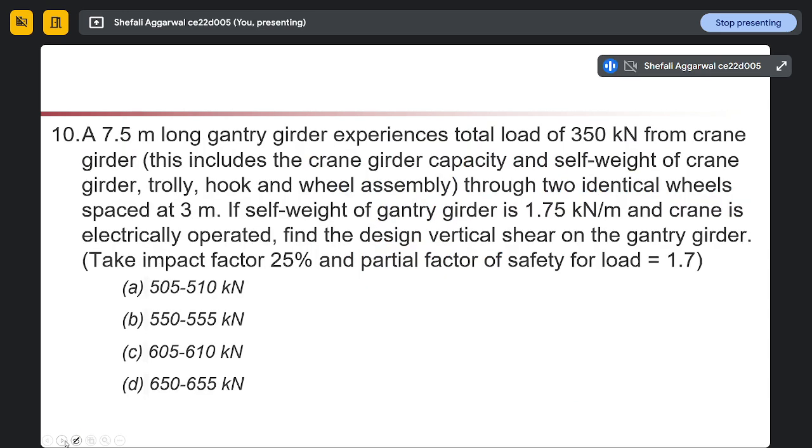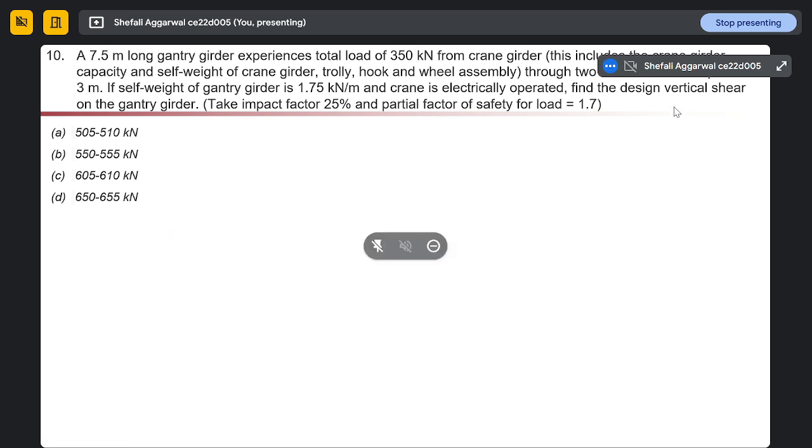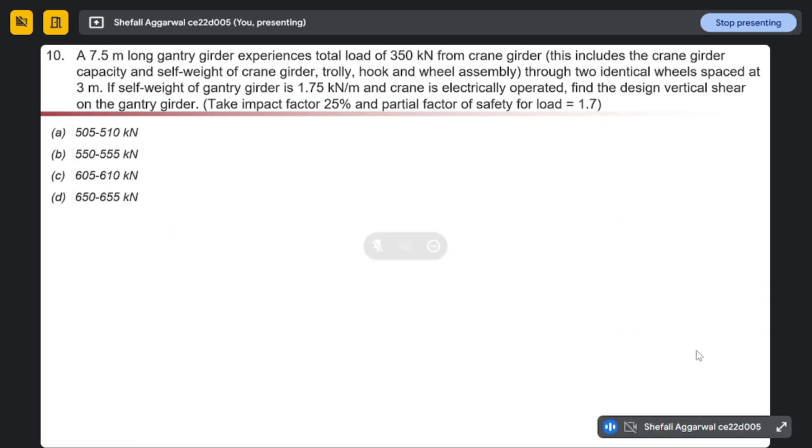So the last question for today's session is, a 7.5-meter long gantry girder experiences total load of 350 kilonewton from the crane girder. This includes the crane girder capacity and self weight of the crane girder, trolley, hook, and wheel assembly through two identical wheels spaced at 3 meters. If the self weight of gantry girder is 1.75 kilonewton per meter and the crane is eccentrically operated, find the design vertical shear on the gantry girder. Impact factor will be taken as 25% and partial safety factor as 20%. You can take 5 minutes and try to solve the question.